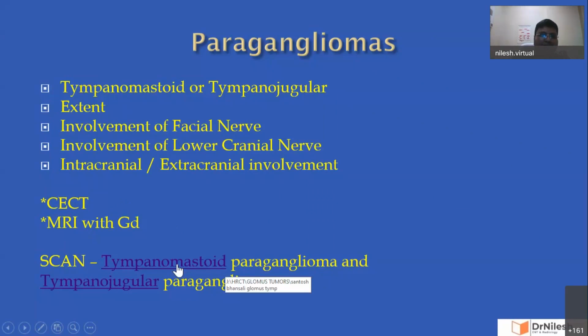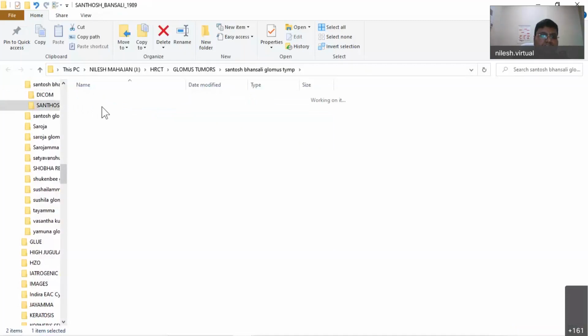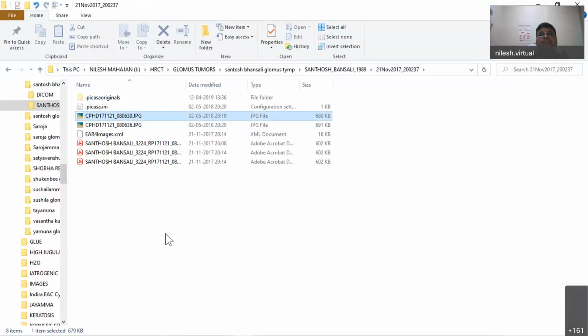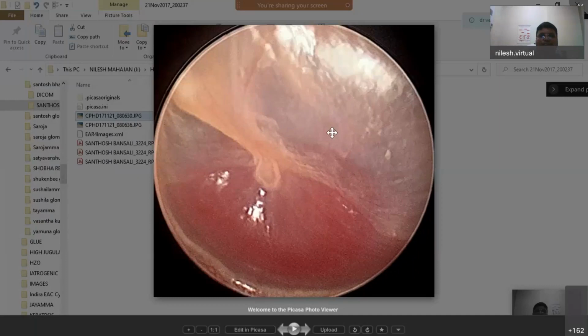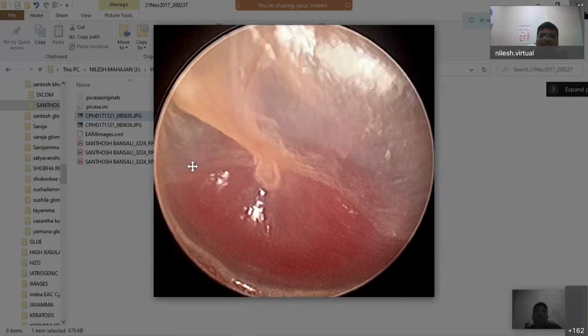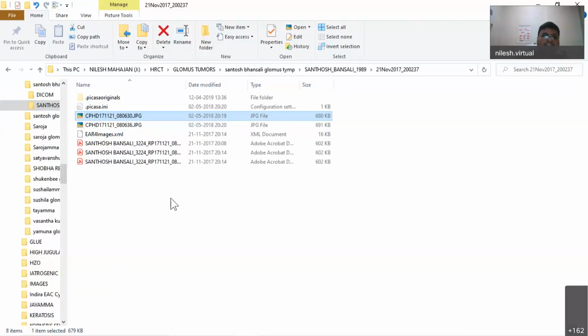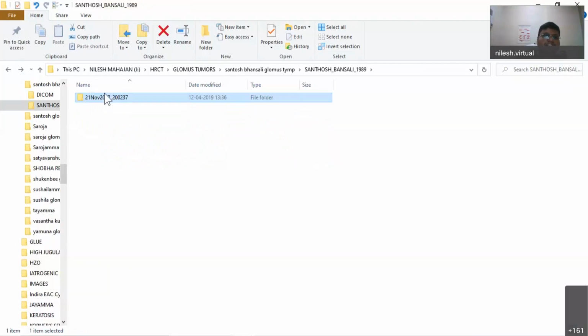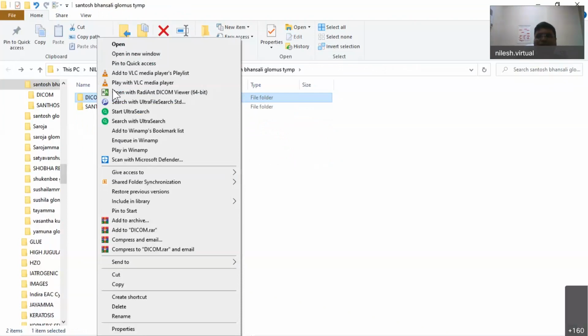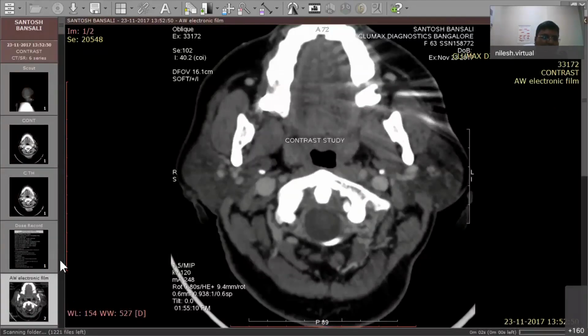So tympanomastoid paraganglioma will be limited in the middle ear. So clinically, you will see a picture like this. The typical sunrise sign in the inferior part, typical sunrise sign of the paraganglioma. To label it as tympanomastoid or tympanojugular, the imaging is mandatory. Clinically you can judge, but still on the imaging you can confirm.